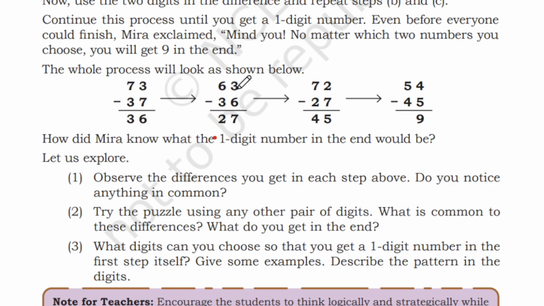So when they subtract the smaller number from the bigger number, they are getting 27. So 27, again you make two digit numbers, you will get 72 and 27. If you subtract these two, you'll get 45. So you make another two digit number, which is 54 and 45. You will get the one digit number 9.